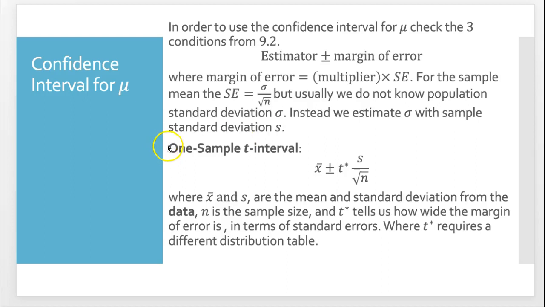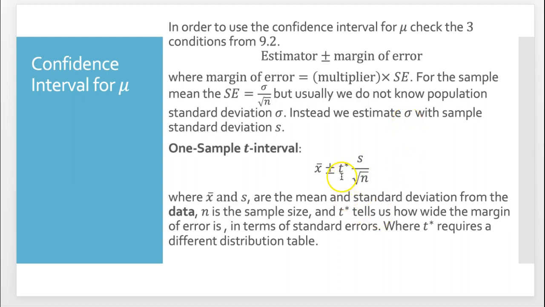Since we don't know the population standard deviation, what we're going to use is what we call the one sample t interval. What we get here is the value of our sample mean plus or minus the margin of error. Here s over root n is our standard error, but really we estimated it because we don't know sigma, so we plugged in the sample standard deviation. Sigma is the Greek letter for the population standard deviation.